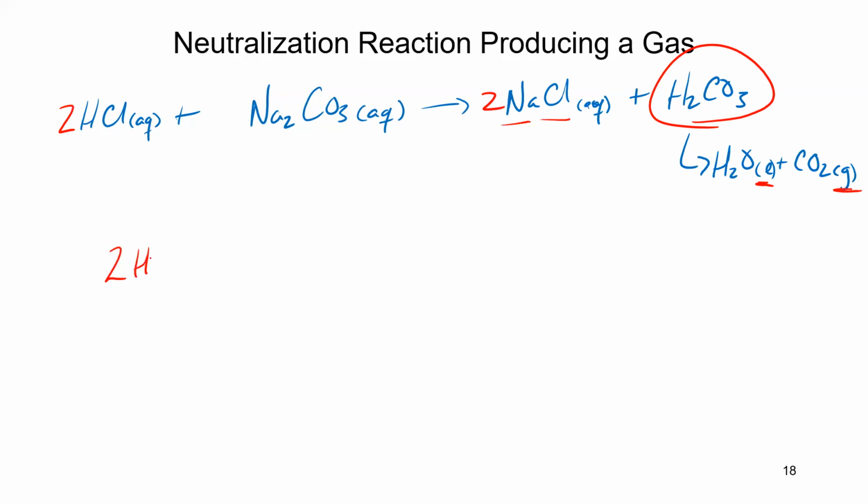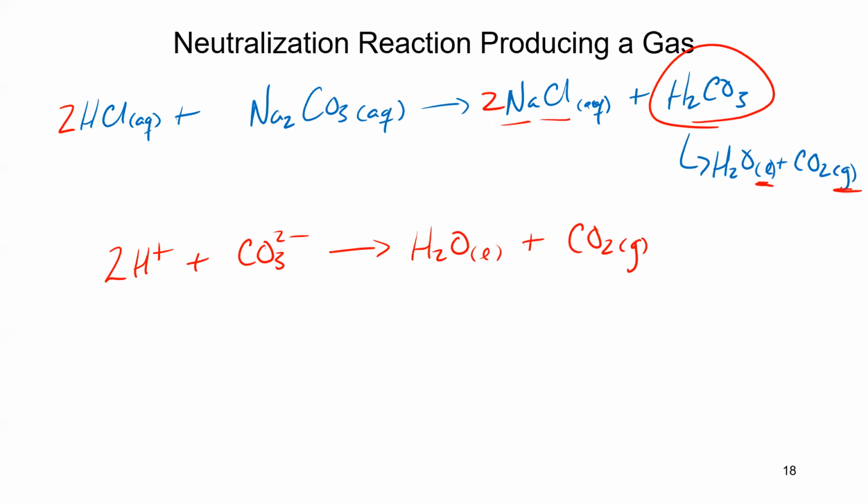So you end up with 2H plus, CO3 2 minus gives us H2O plus CO2. Again, remember ions don't need the aqueous because in order to be an ion, it's got to be dissolved in solution. But if it's either together as a solid, a precipitate, or a liquid, or a gas, what we consider pure compounds rather than dissolved and dissociated, then it does need a state symbol.